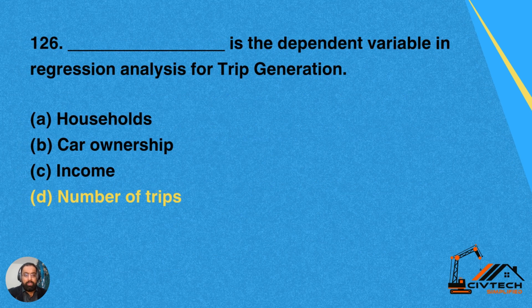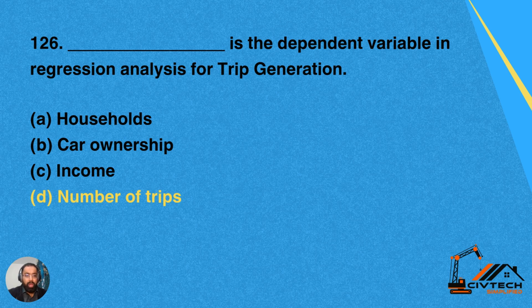Question number 126. Dash is the dependent variable in regression analysis for trip generation. As we are still within transportation planning and we are discussing transportation modeling, these questions are relevant to transportation modeling. Dash is the dependent variable in regression analysis for trip generation.